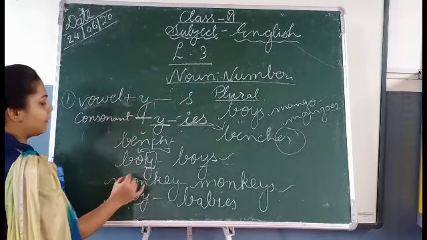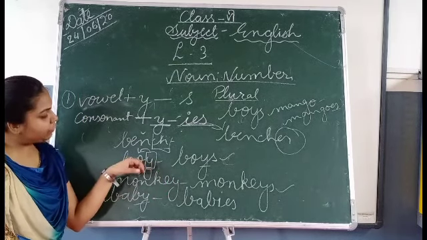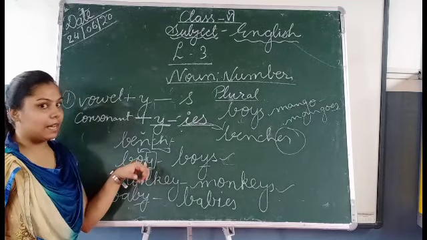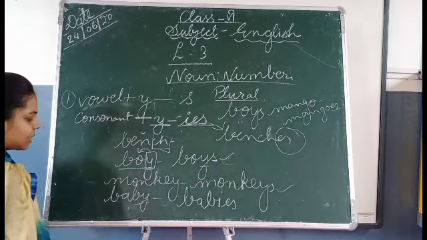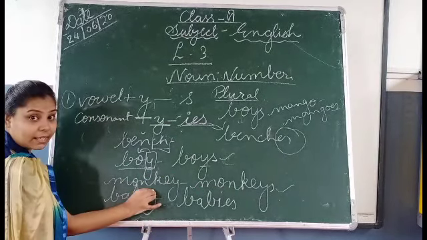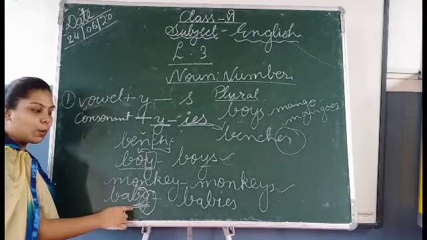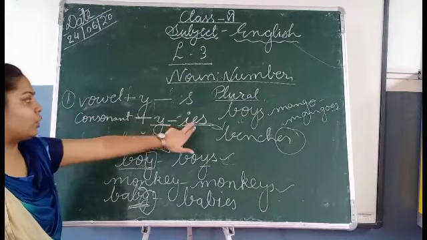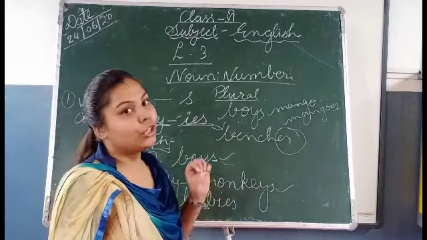For example, if I have written here boy, then see there is Y and just before Y there is a vowel. So if there is vowel plus Y, then we have added S. Now at the same time if I talk about baby, see there is Y at the end and just before Y there is B, and as we know B is a consonant. So if there is consonant plus Y, what we have added here? IES to change it to plural.